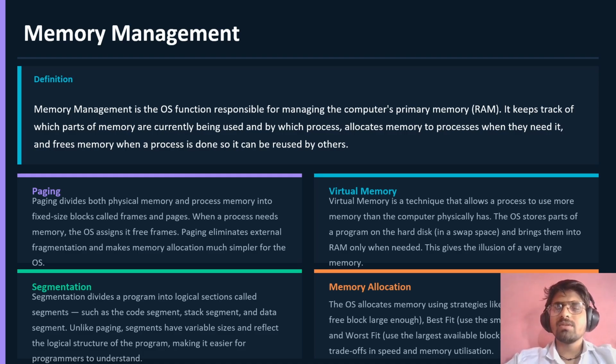Memory allocation. The operating system allocates memory using strategies like first fit, use the first free block large enough; best fit, use the smallest block that fits; and worst fit, use the largest available block. Each strategy has trade-offs in speed and memory utilization.